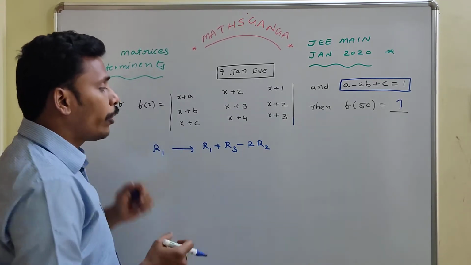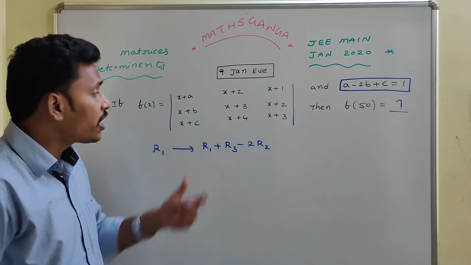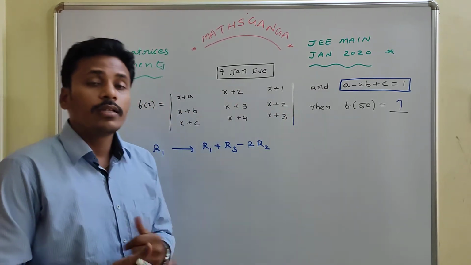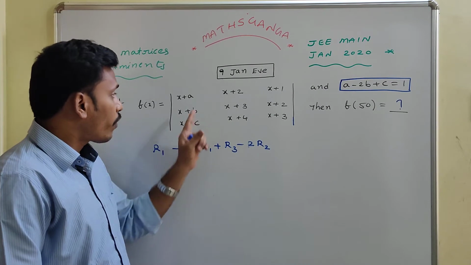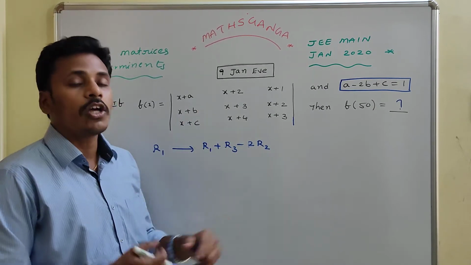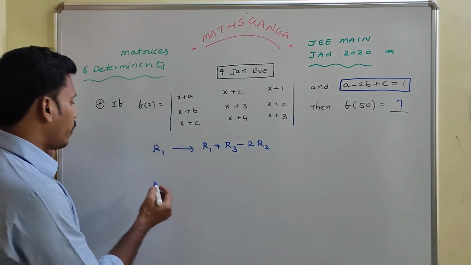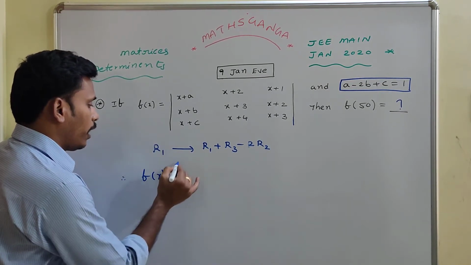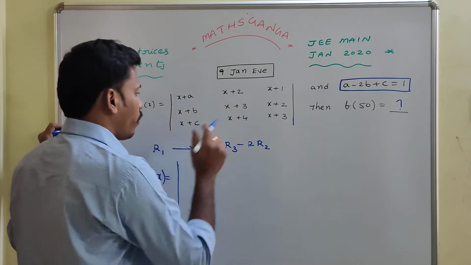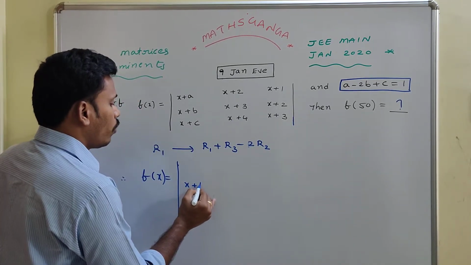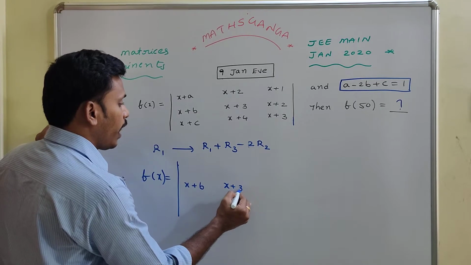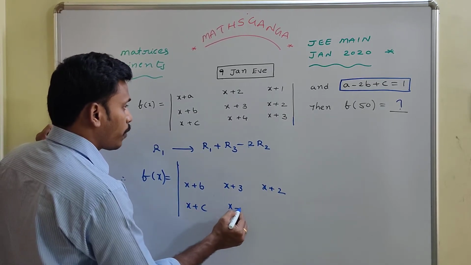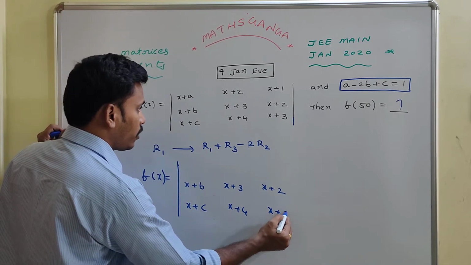Okay, so what I am going to do, I am going to rewrite its determinant. I am going to rewrite the elements of the first row just by the sum of the first row and third row minus 2 times the second row. Right? So then f of x is equal to the determinant of, I am changing only the first row, the second row and third row we won't change. Okay, x plus b, x plus 3, x plus 2, and here it is x plus c, x plus 4, x plus 3. That's it.